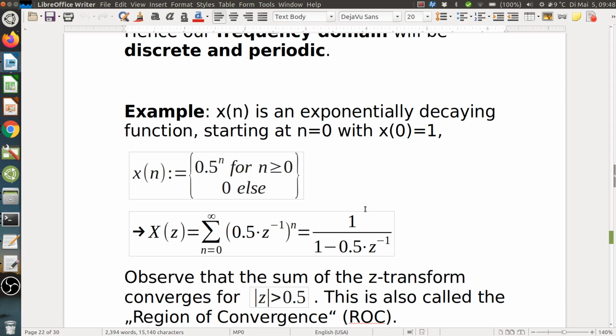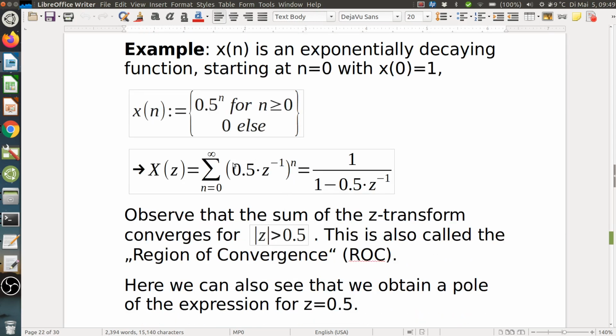So if this is the case, then this is our solution: 1 divided by 1 minus 0.5 times z to the minus 1. And this factor is smaller than 1 if the magnitude of z is larger than 0.5. Remember, here we have z to the minus 1. So if z is larger than 0.5, then this factor becomes smaller than 1. So if z is large enough such that this becomes small enough, then we have a converging sum, and this is called the region of convergence, or ROC for short.